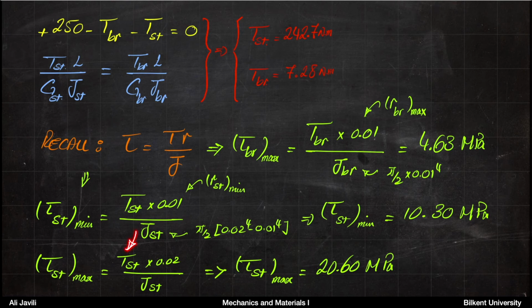The torque is the same, J is the same, and for that you get the maximum shear stress for the steel part, and that would be 20.60 megapascal, which is 2 times 10.30, and that makes sense because the outer radius is 2 times the inner radius.